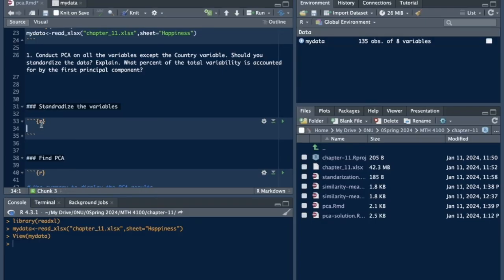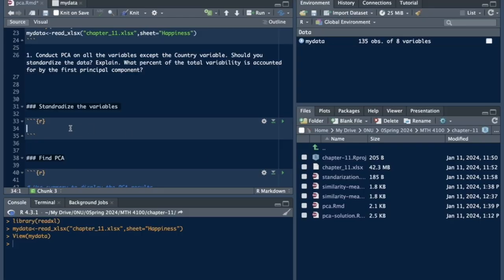Now the first question says, conduct PCA on all of the variables except the country variable. Should we standardize? Yes, we should, as I said. The question also asks, what percentage of the total variability is accounted for by the first principal component? So first, let's standardize using the function called scale, as we did in the previous recording.